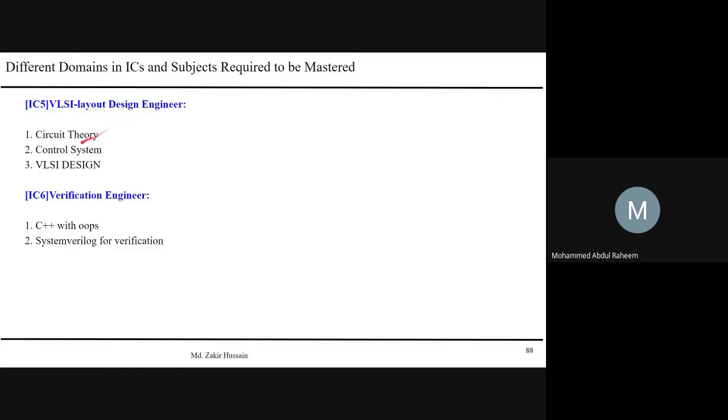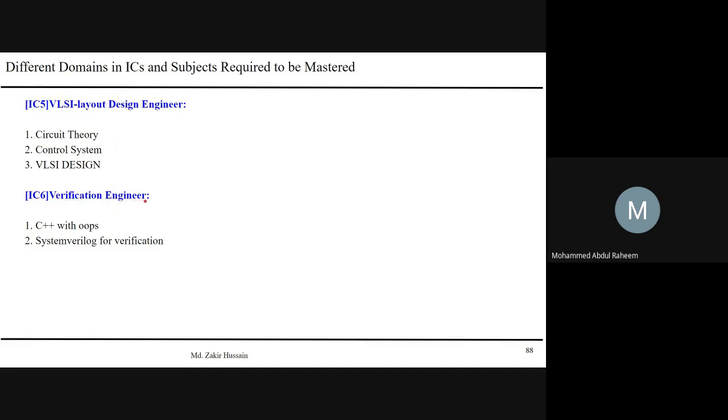Then VLSI layout. Finally, we have to fabricate the design, that chip, that SIM card in your phone. That should be fabricated, that needs to come into existence. So this person will do what we call layout. You will understand later on once you go into the higher semesters of your engineering. These are the subjects one needs to master.